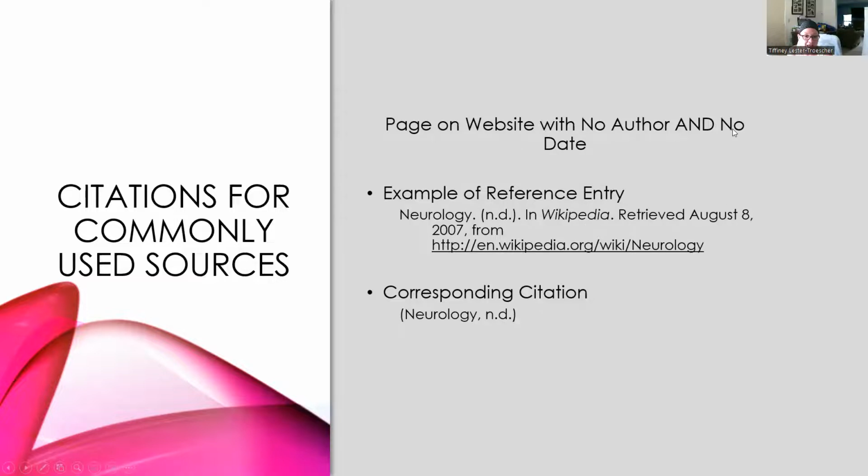No author and no date, right? So I'm looking at neurology on Wikipedia. There's no author associated with it. There's no date. So my template, when I created my reference entry, told me to start the entry with the section of the website I was looking at. I was looking at the section on neurology. My template told me that if there's no date of publication, then I need to use N period, D period. So that's what goes in my citation. Neurology, comma, N period, D period.